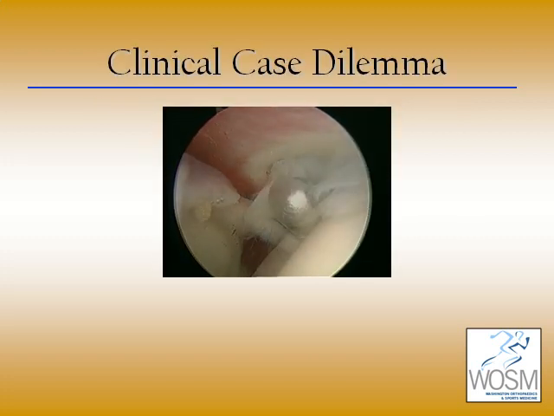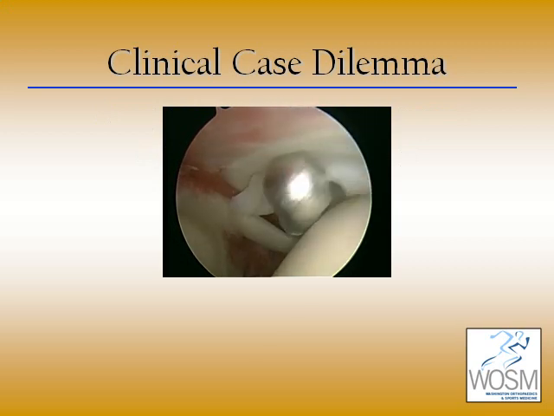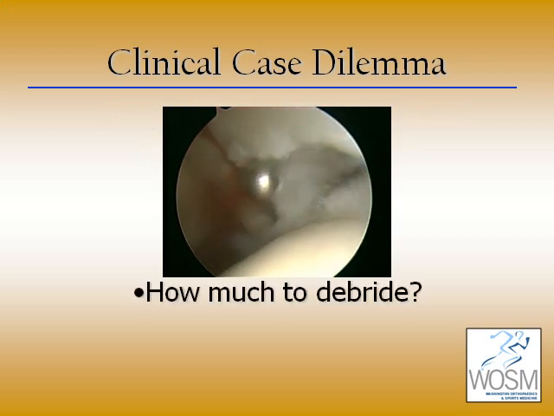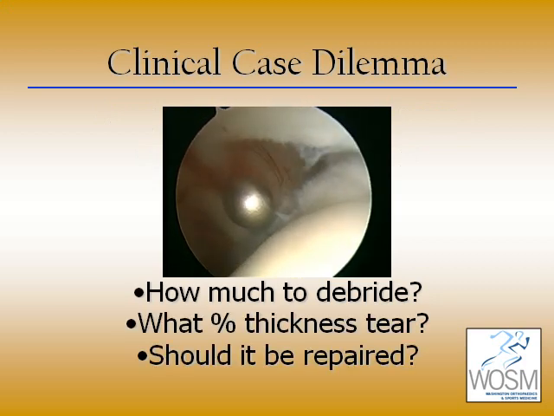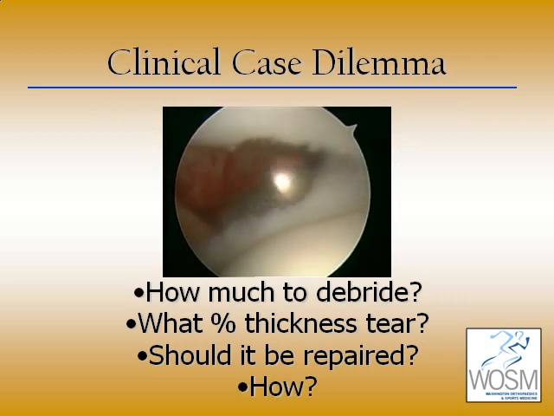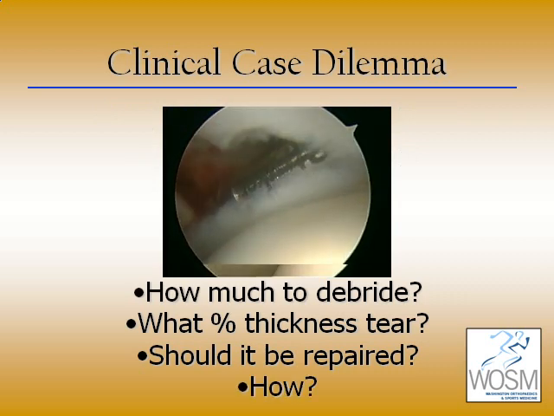This is an example of a clinical case dilemma. We've got a partial undersurface cuff tear. How much of this should we debride or surgically clean up? What percentage thickness tear does this constitute? And should it be repaired? If so, how?